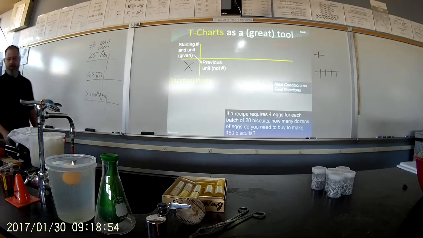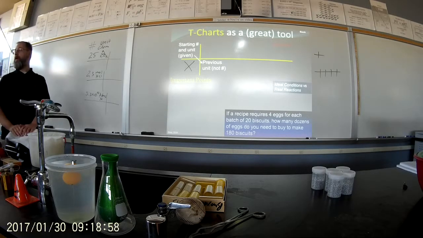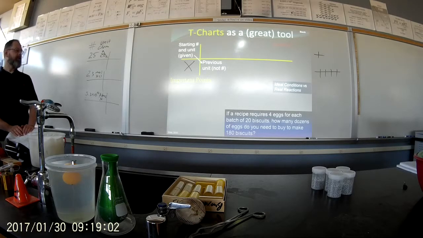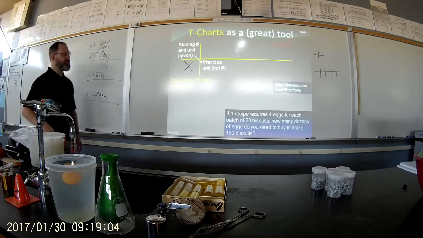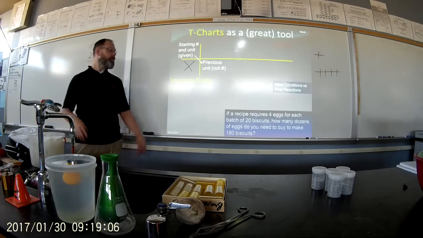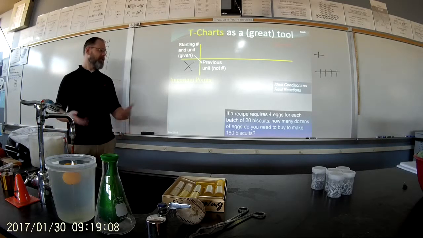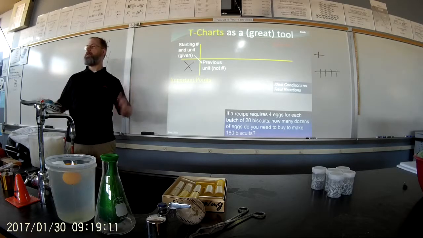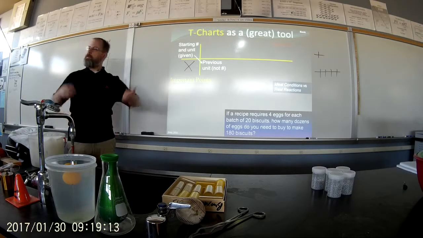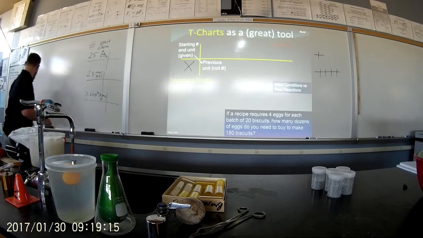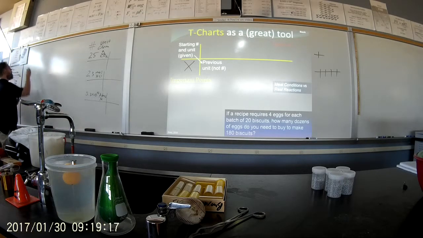Now I've got a little fun recipe here. This is part of a recipe, my theoretical biscuit recipe. So if a recipe requires 4 eggs for each batch of 20 biscuits, how many dozens of eggs do you need to buy to make 180 biscuits? Let's do this. Make a T-chart.